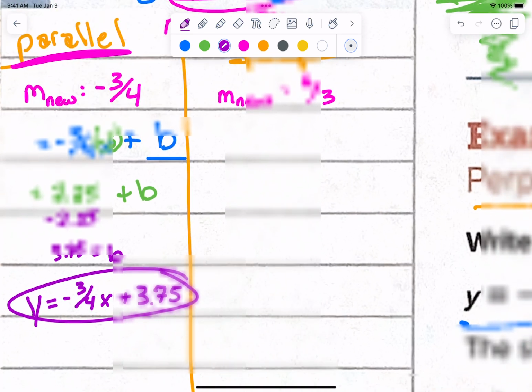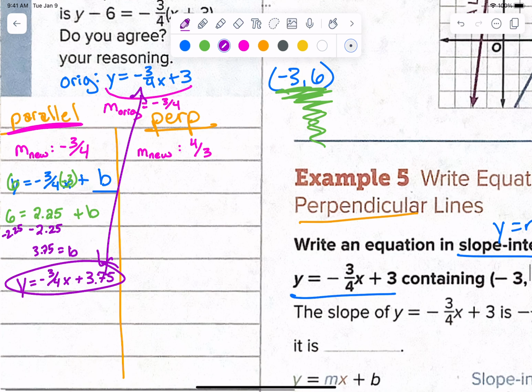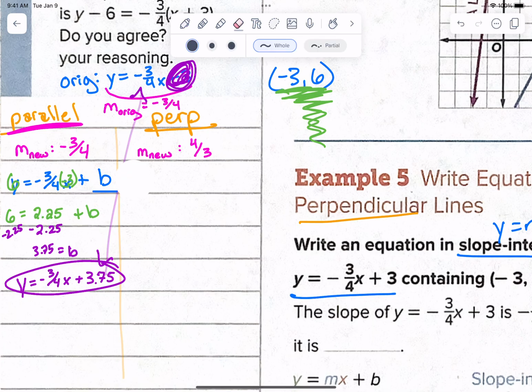So this line is parallel to this one, right? Now there's a reason why we scratch off that 3. If I used the 3, it would be the same line, negative 3/4 x plus 3. I have to get rid of this 3, otherwise I would have the same line on top of itself. So that's not gonna work. All right, now we're gonna do perpendicular.